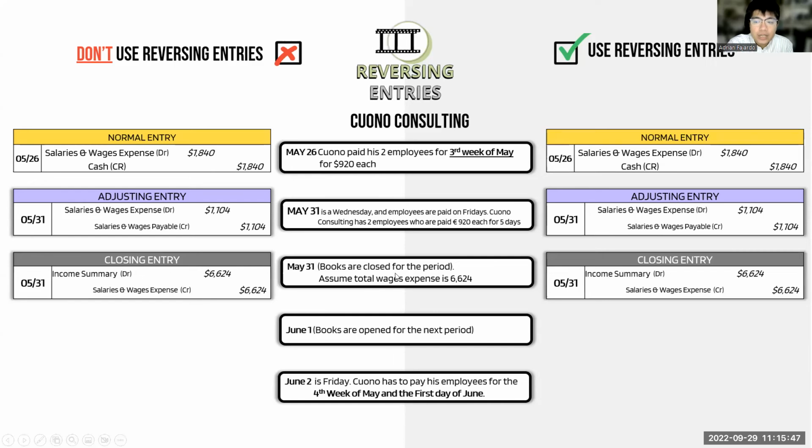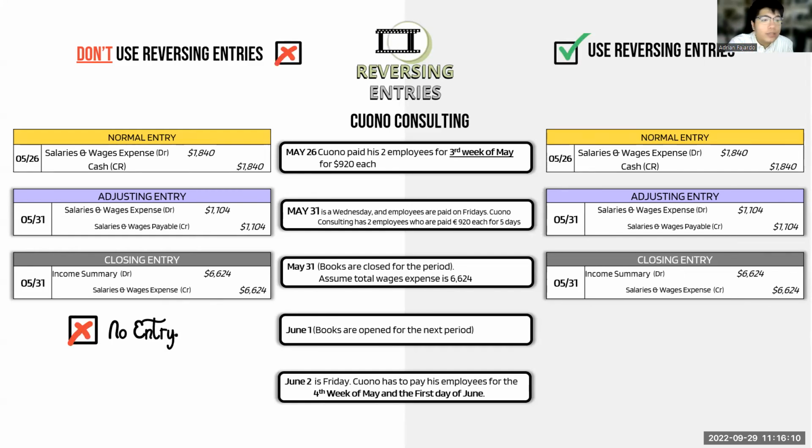So we basically just assume that the total wages expense is 6,624. So we basically credit the expense 6,624. We close it to our income summary, right? So the first 3 transactions are the same approach, regardless of whether there are reversing entries or not, right? But then the major difference happens in June 1.